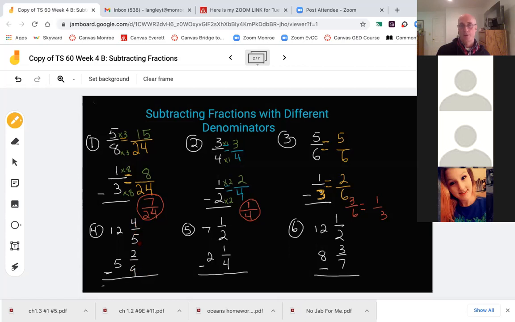4/5 of the pizza is almost all of it. 2/9 is only 2 out of 9 pieces, so it's smaller. Because it's smaller, I'm ready to start subtracting. I'm going to do my whole numbers first so I don't forget. 5 from 12 is 7. Notice I wrote that nice and big so I don't forget. Then I'm looking at my denominators, 9 and 5.